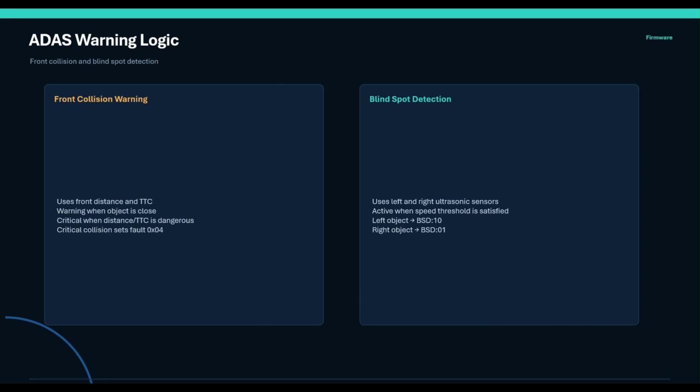For the ADAS warning logic, the ADAS model has two main functions. Front collision warning uses distance and time to collision. If the object is close, the system raises a warning. If it is critical, it sets a critical alarm and collision fault. Blind spot detection checks the left and the right distances when the vehicle is moving above the threshold.